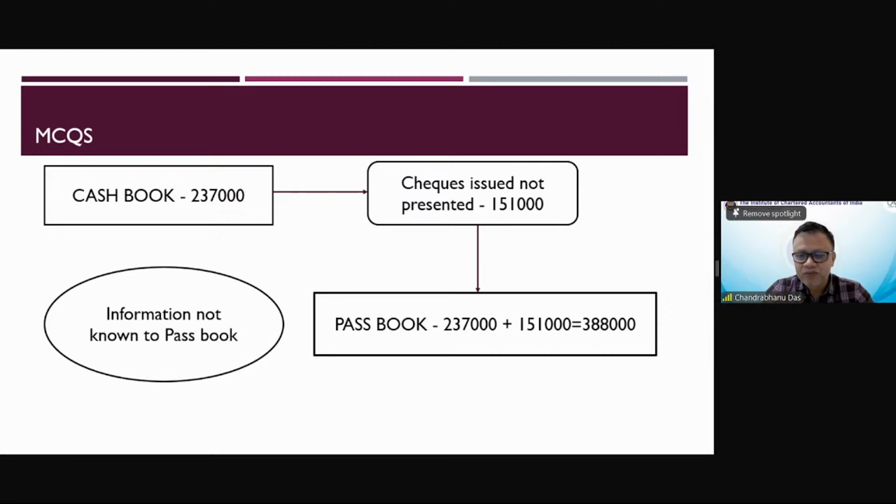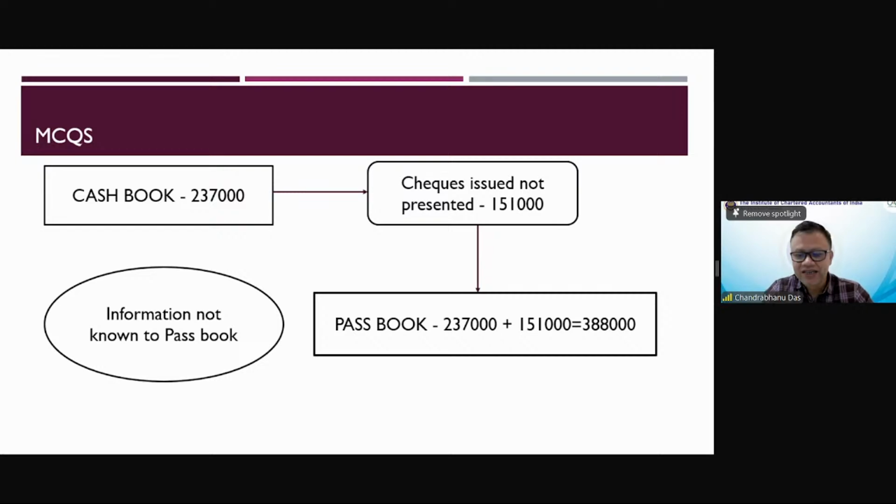Okay. So in the passbook, it is 2,37,000 and 1,51,000 added because it is not known. So the passbook balance, because you are trying now, the question is different. You are trying now to arrive from passbook to cash book. That time I was asking what is the passbook balance. Now trying to arrive from the passbook to the cash book means I have to behave like the cash book.